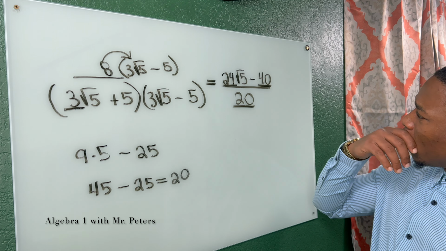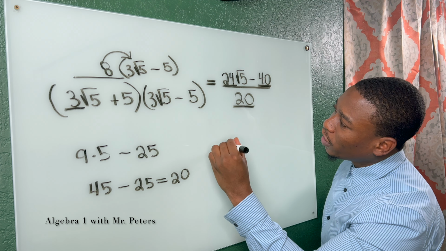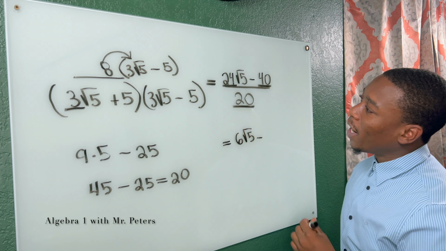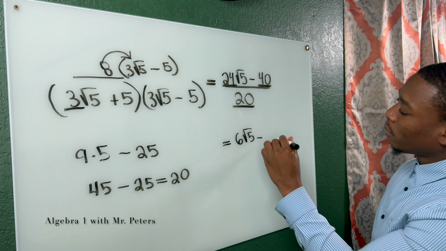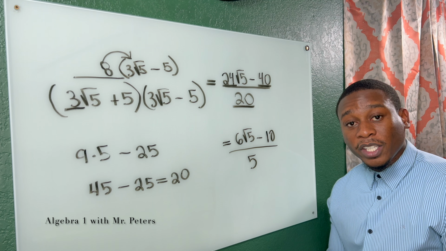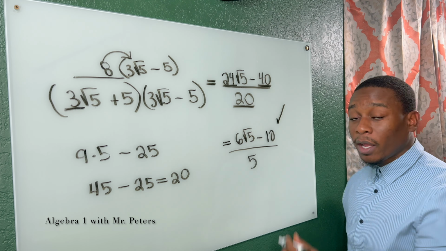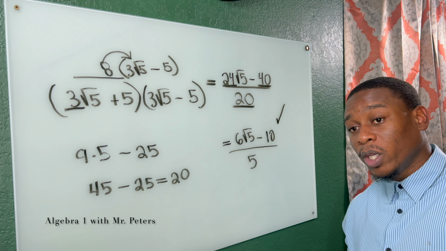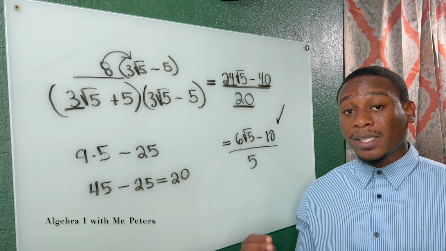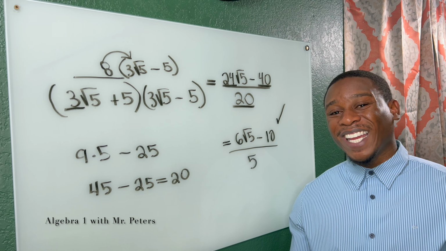And let's see, what number could we divide by? Let's divide by 4. So if I divide by 4, this is going to turn into 6 radical 5 minus 10 all over 5. So this should be our final answer once we reduce our fraction, and bam, that's the answer. But before we go, we're going to look at a word problem where we're dealing with area and how to set the equation up so that we could properly solve and determine our answer.